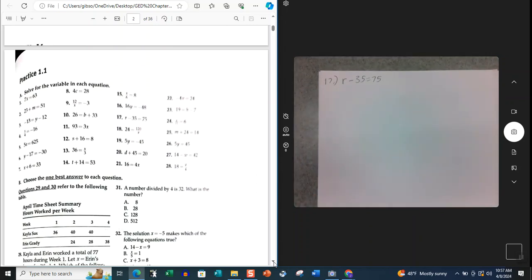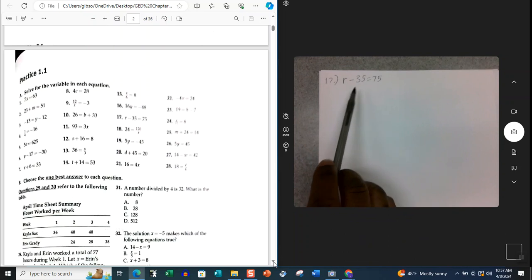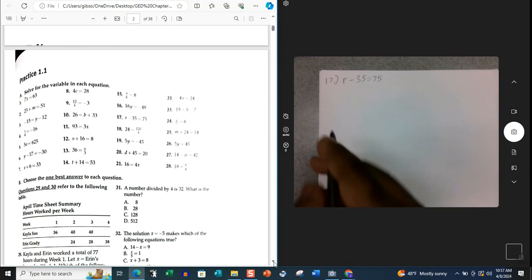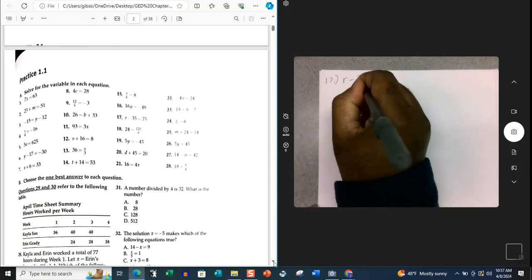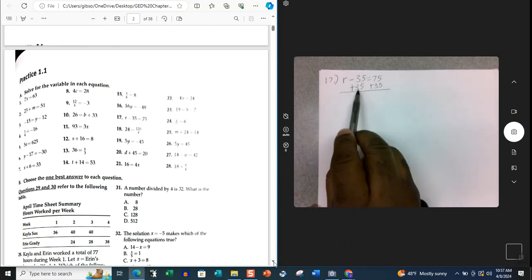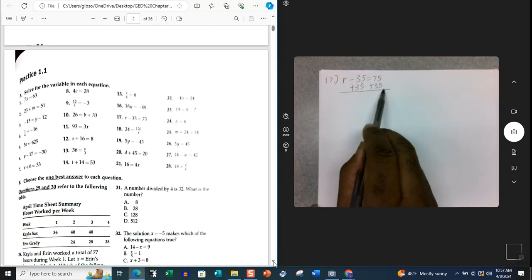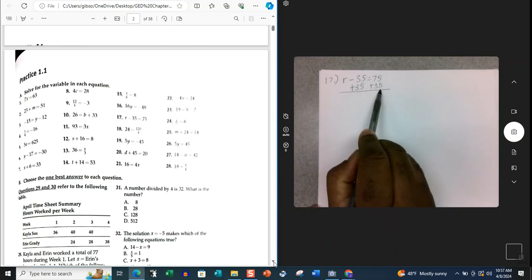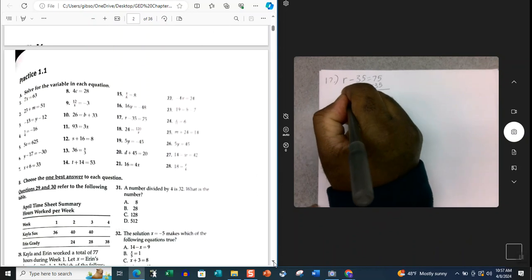Now what we have to do is this here. We have to determine what variable we want to get by itself. We want to get r by itself. So on the side of r, we have a minus 35. We have to get rid of the minus 35 by adding 35 to both sides. Now, when I say to both sides, that's both sides of the equal sign. We added 35 to the left of the equal sign, and we added 35 to the right of the equal sign. So we bring down our r.